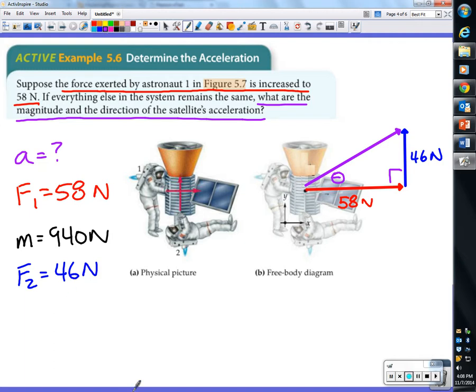When I plug that into my calculator, I get 74 newtons, but remember that's just the magnitude. We also need to find the direction. This is a right triangle, so we can use our right angle trig to find the angle. Remember back in chapter 4, if we want to find the angle theta, it's inverse tangent of opposite over adjacent.